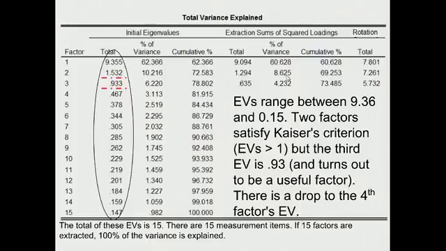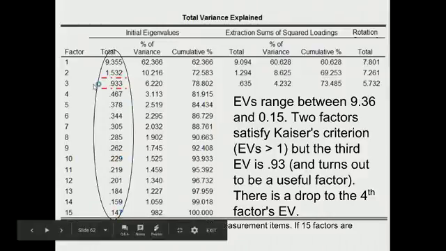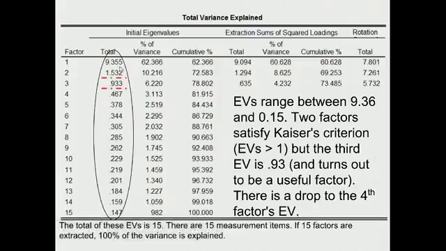So we had this table up before, but we were looking over here. Now we look back at the left-hand side, and this is the list of eigenvalues for each factor. So factor 1 got $9.35, factor 2 got $1.52, and then factor 3 got 93 cents. So we dropped below 1. Factor 4 got 46 cents, and so on.